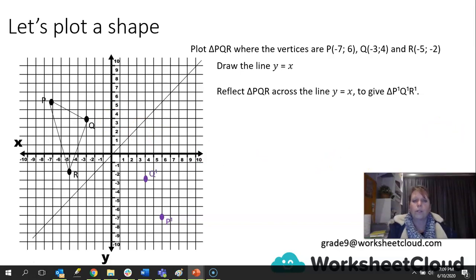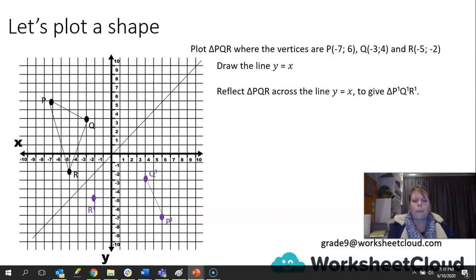Then R1, we're going to do the same thing. Instead of minus 5, minus 2, we're going to go minus 2, minus 5. So there x is minus 2 and y is now minus 5. And that will give us R1. Again, those are just points on the Cartesian plane at the moment, but to make the shape, we have to join the points.